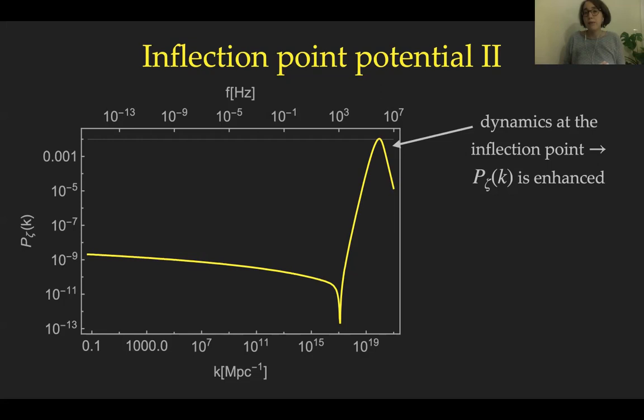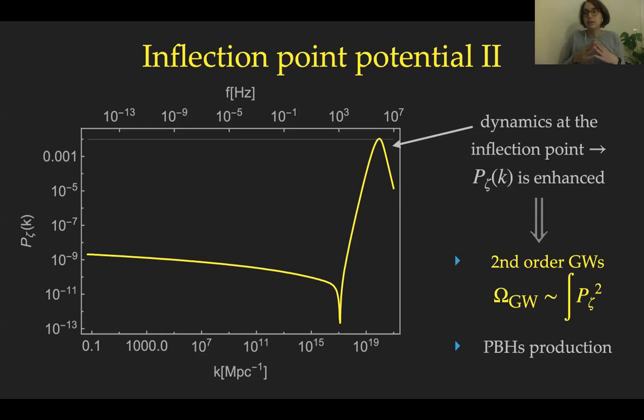And what happens is that on large scales, the power spectrum is very well described by a simple power law. But when you go to small scales or high frequencies, the dynamics at the inflection point enhances the power spectrum. In particular, the mechanism that is causing the enhancement of the power spectrum is an ultra slow roll phase.